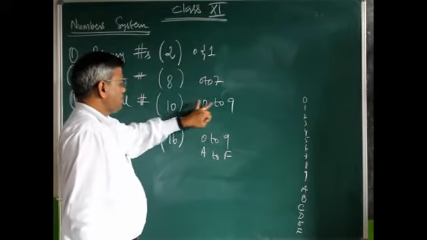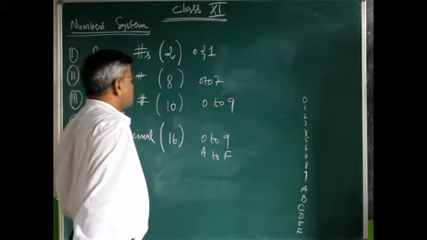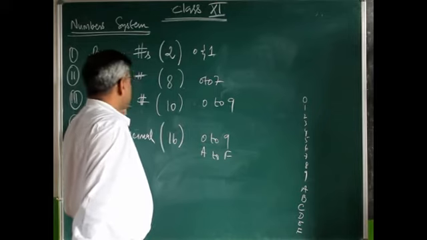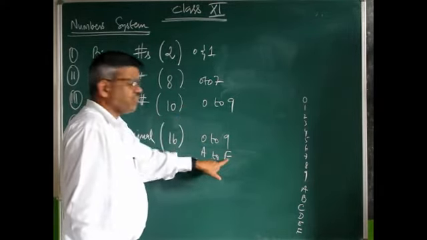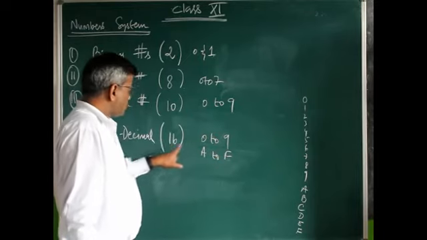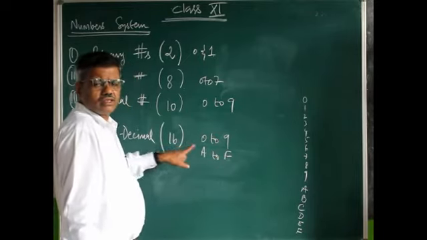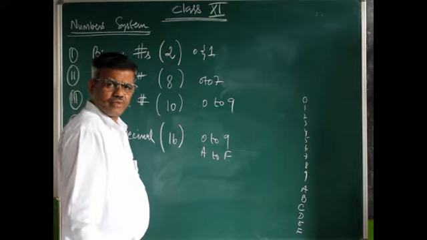If 0 to 9, if the 10 digits are allowed, then it's called the decimal number system. 10 digits and 6 alphabets, 10 plus 6 is 16, that's the reason the base is 16. It's called the hexadecimal number system.